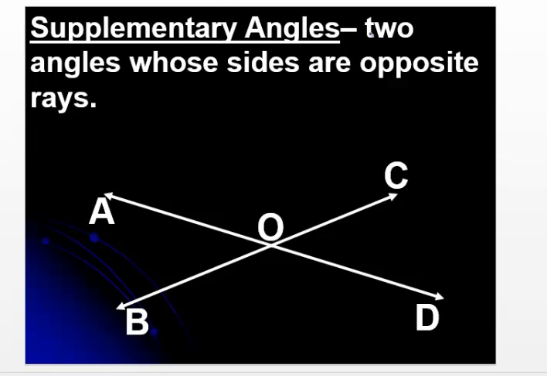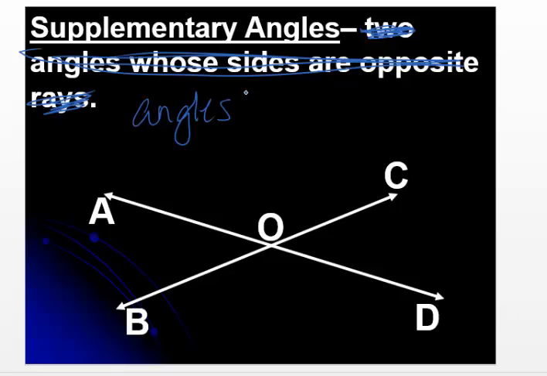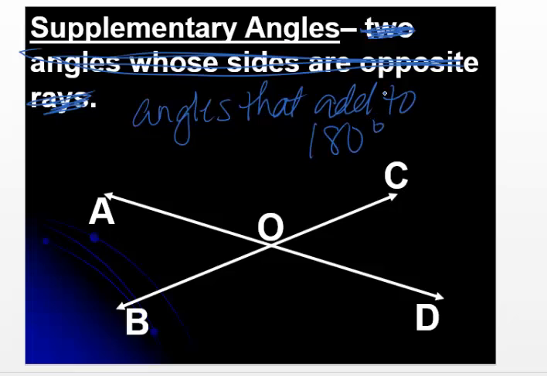Okay, supplementary angles. This has the wrong definition here. We'll get rid of that. It's a typo on my part. They are angles that add up to 180 degrees. So for example, these two right here, angle AOB and angle AOC, make a straight line and they add up to 180 degrees. So if this one's 30, then this one's 150.